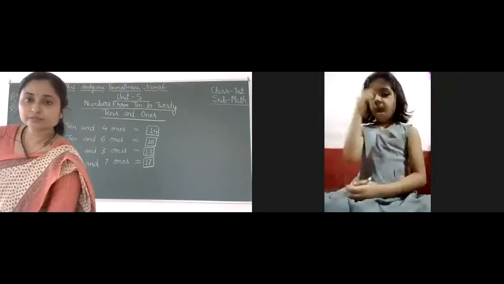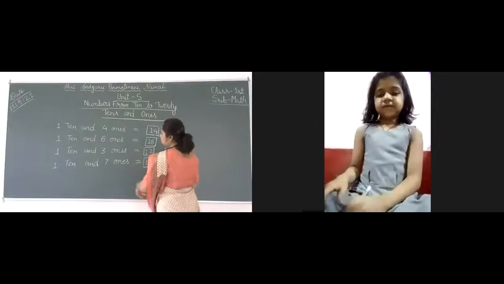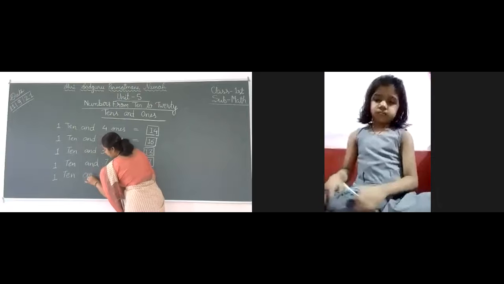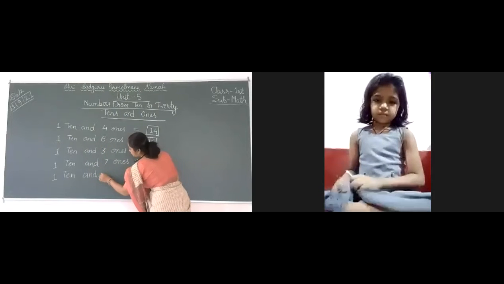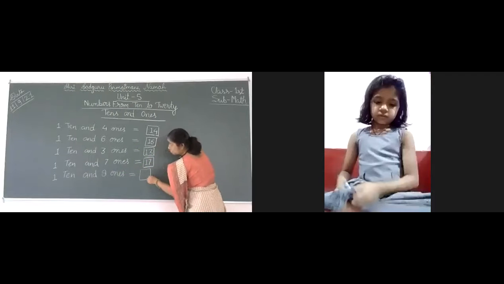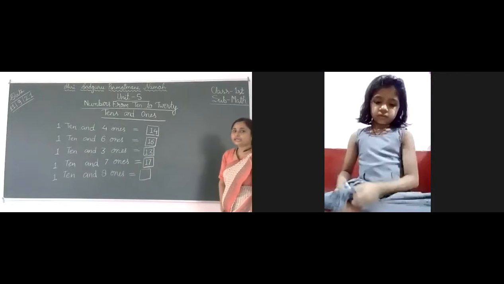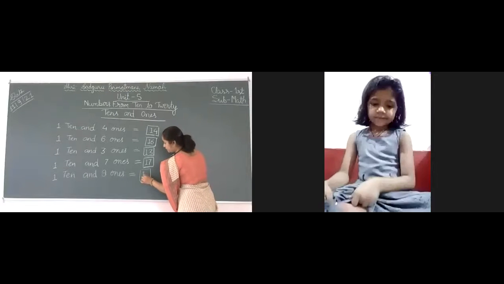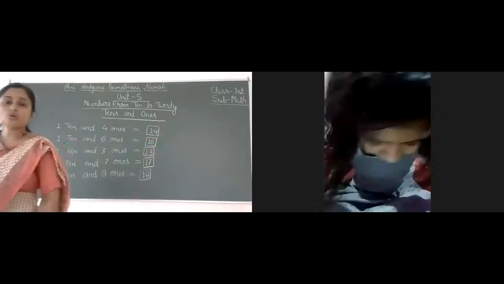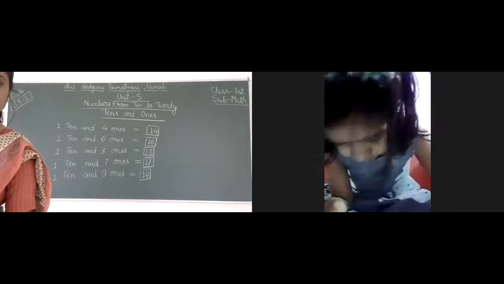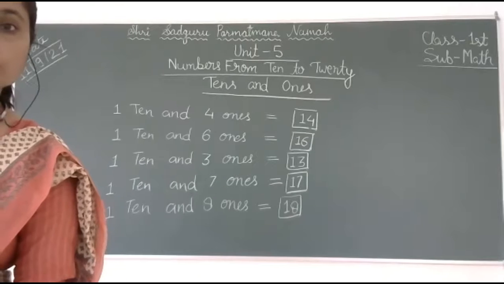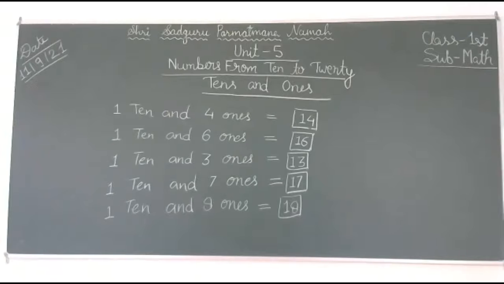Manya. Okay. Manya, give me answer. 1 ten and 8 ones is equal to 18, ma'am. 18. Very good. Okay. Is equal to 18. Very good. Okay, write down. So all of you write down these.